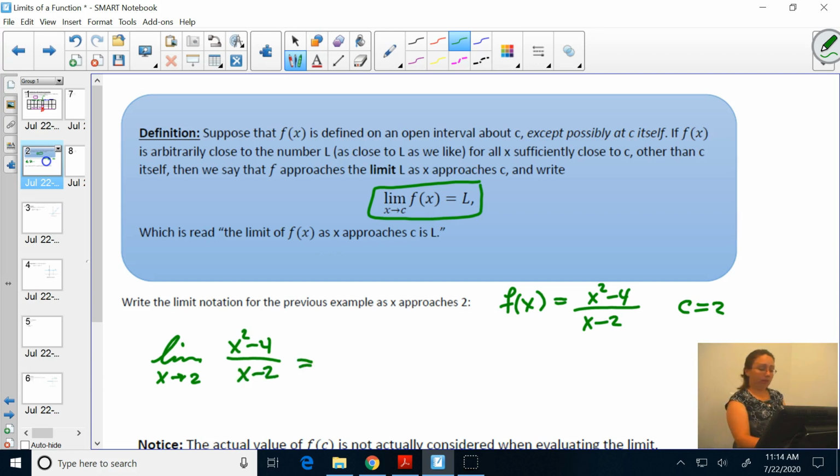We found our limit. If you don't know your limit, you can write L, but if you do know your limit, which we found it, was 4. There you go. So the limit for our function f of x as x approaches 2 equals 4.